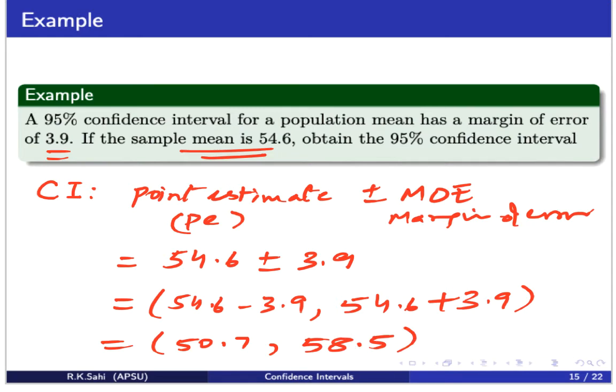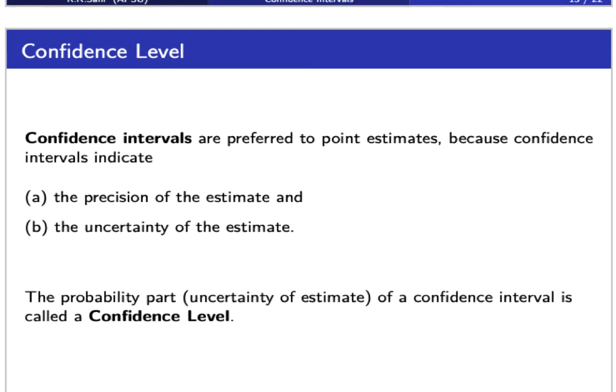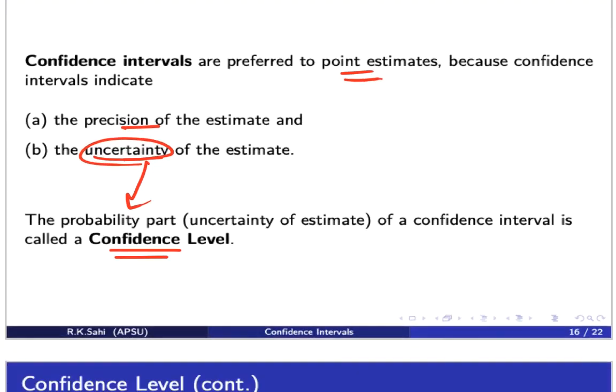Okay, as we said earlier, confidence intervals are preferred to point estimates because they give us the precision and the uncertainty of the estimate. Now, this uncertainty of the estimate is the probability part of the confidence interval, and we give it a name called confidence level. Okay, so let's give a proper definition to confidence level.